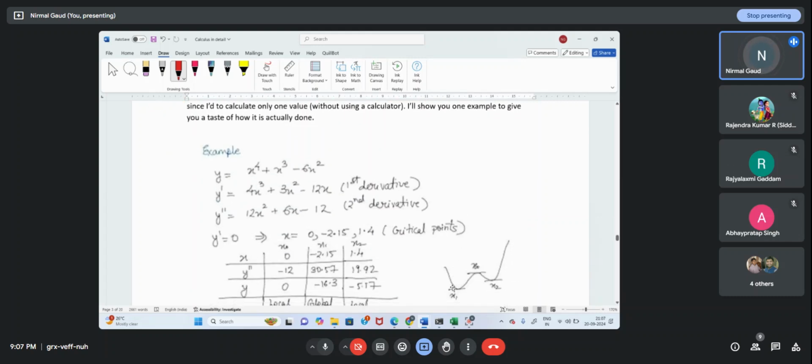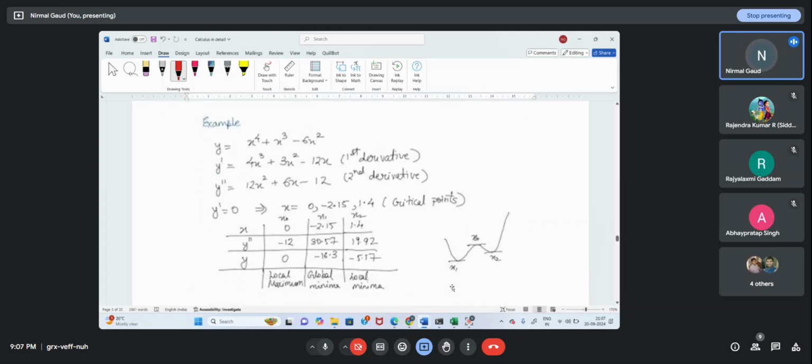Say you are given a function like this: y equals x to the power 4 plus x cube minus 6x square. Y dash is the first differentiation, and this is the second differentiation. Then, at x equal to 0, x equal to minus 2.5, and x equal to 1.4, these are found to be the critical points.